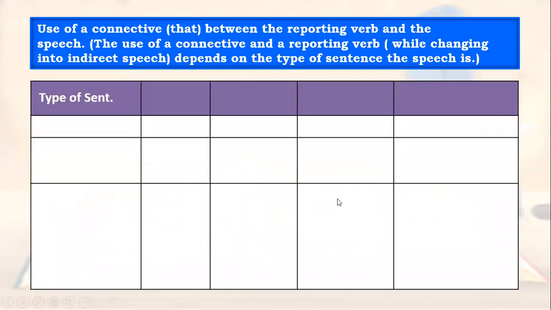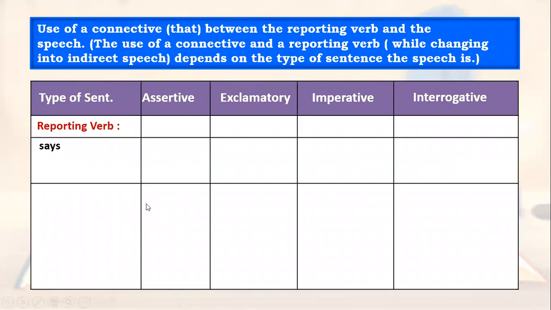That means we know which are the different types of sentences, that is assertive, exclamatory, imperative, and interrogative, right? And whenever we deal with these connectives, not only the commas are going to change, but also there is going to be a change in the outside verb, that is the word said, says, will say, or said to. So there will be some change also in that.